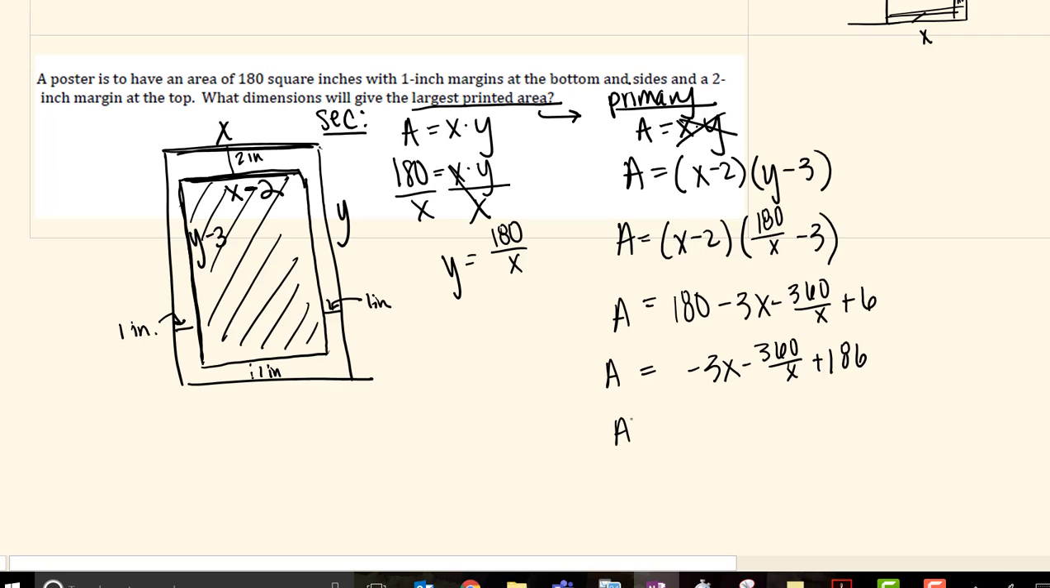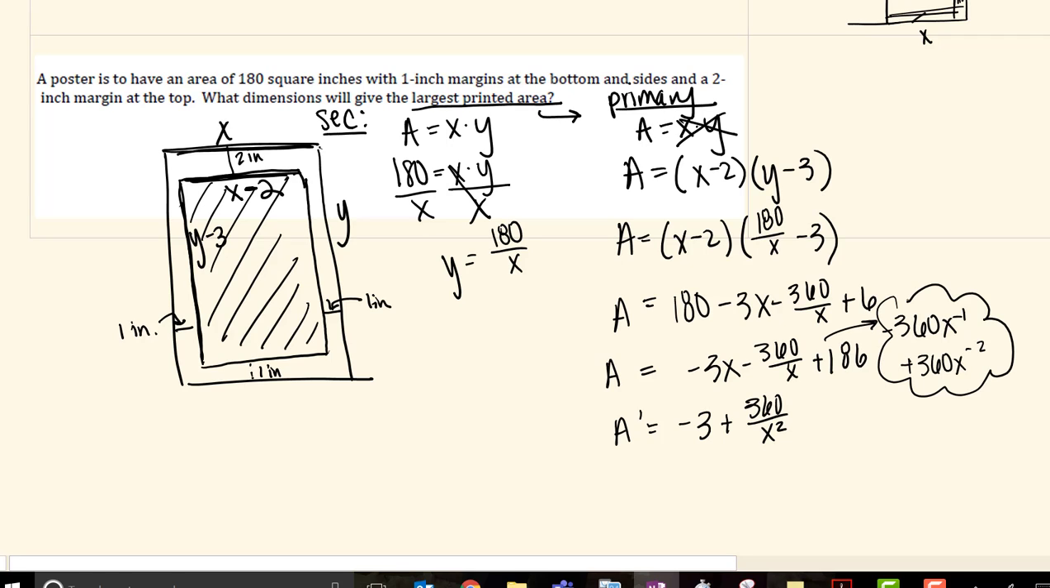Because I'm maximizing, I'm finding that derivative. So that's negative 3, oh boy, x to the negative 1. So that's going to be plus 360 over x squared. And remember what I did here is in my brain I was like, okay, this is negative 360 x to the negative 1. So that becomes positive 360 x to the negative 2. So that's where that came from. And then that constant cancels. Because I'm maximizing, setting it equal to 0, so we get 3 equals 360 over x squared.